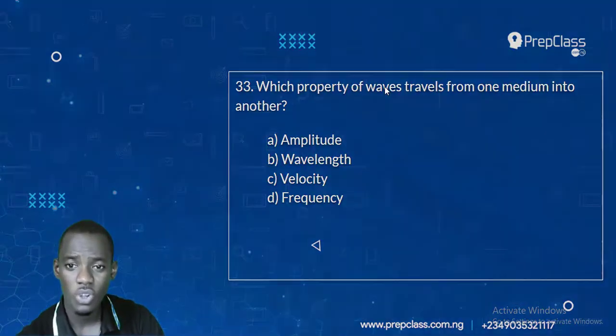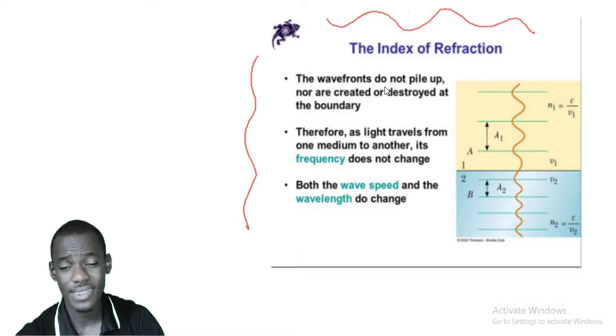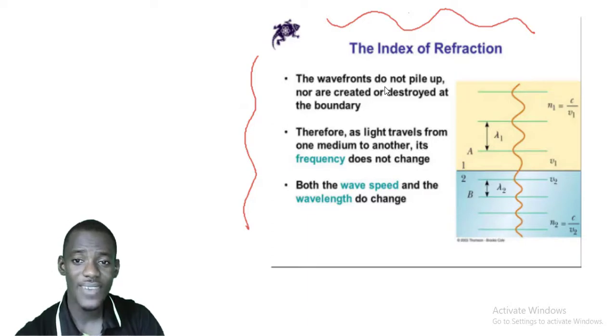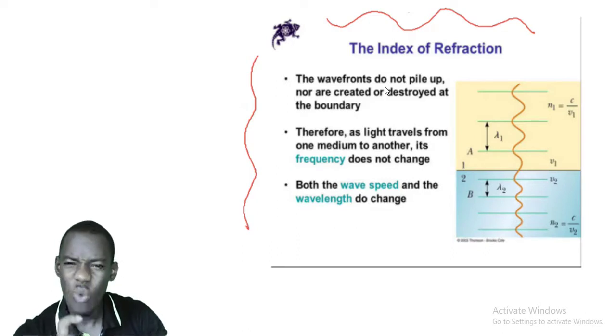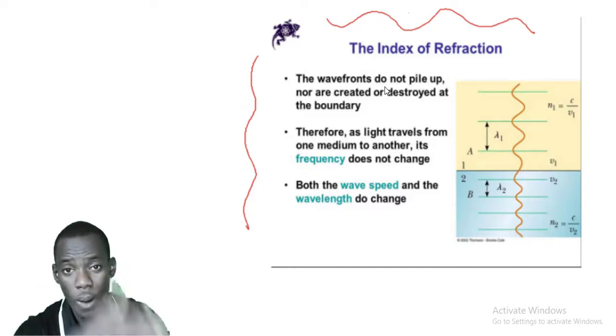Actually, you will know this from the refraction topic, where it was mentioned. The wave fronts do not pile up, nor are they created or destroyed at the boundary. Therefore, as light travels from one medium to the other, its frequency does not change. Refraction says the wave bends, right? Good. Everything changes when a wave bends: the wavelength and the wave velocity or speed change. But there's one thing that does not change. The frequency of a wave does not alter as it moves from one medium to the other.